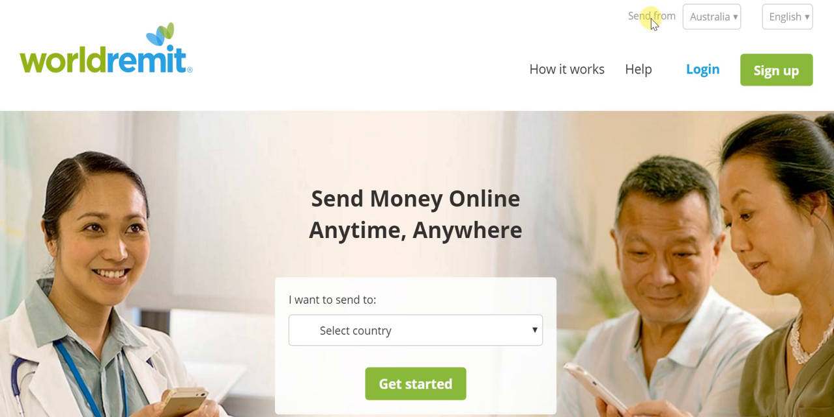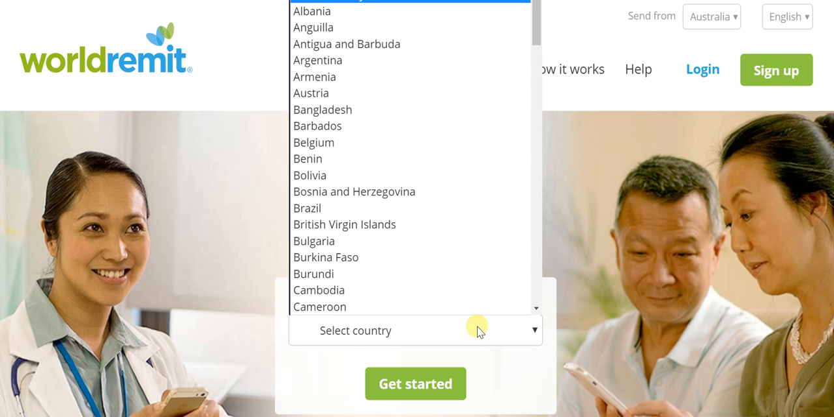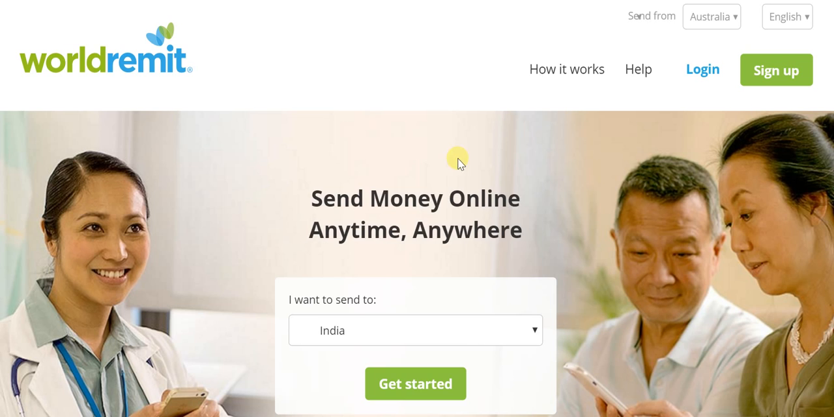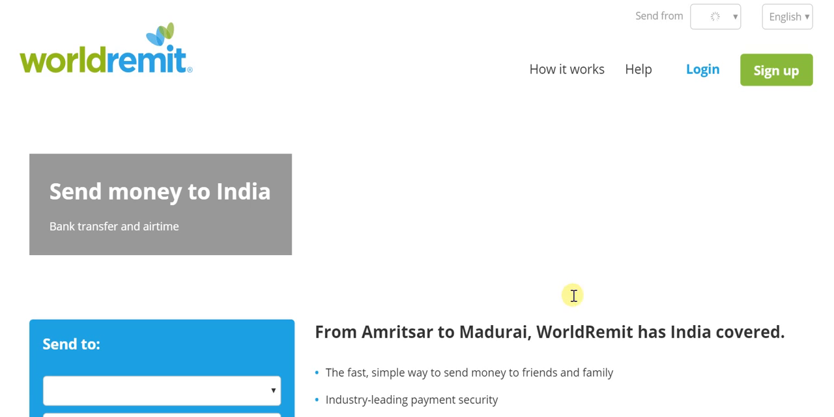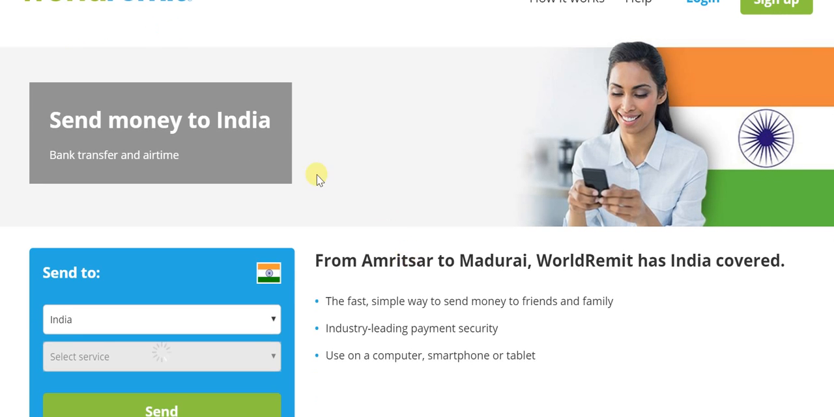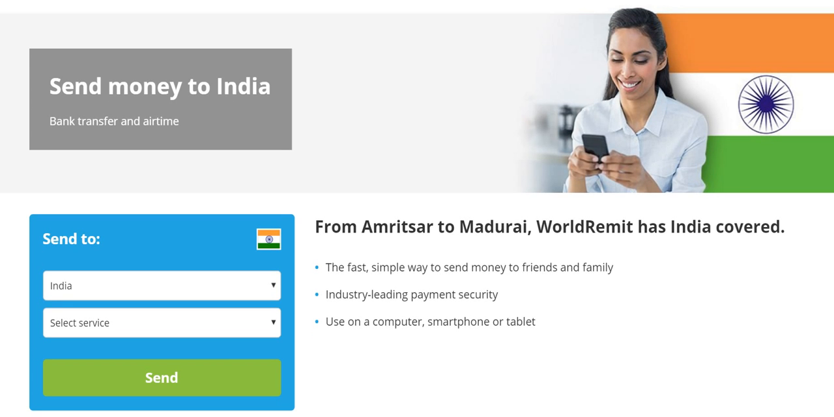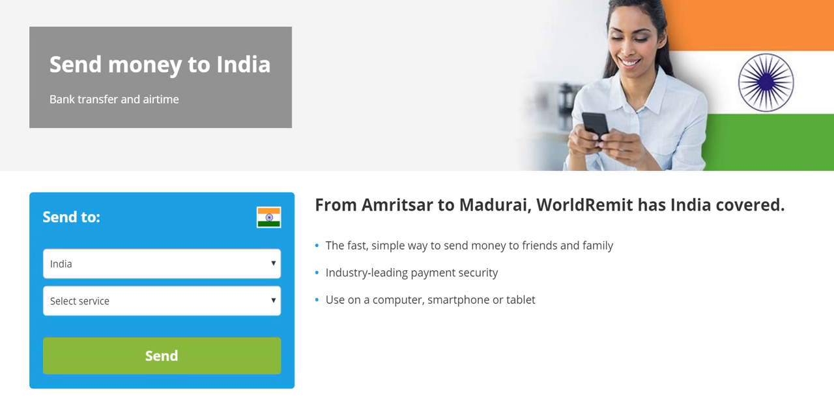As you can see in the send from column, I've already chosen Australia. Now the next step would be to choose India as the country to which I'm going to send money. So here's India and I get started. And here you can see there's the provision of both bank transfer and airtime when it comes to sending money to India. In this particular video, we'll focus on bank transfer because airtime per se is not money as such. It is just airtime, mobile airtime. So that's why we'll focus on the money aspect.